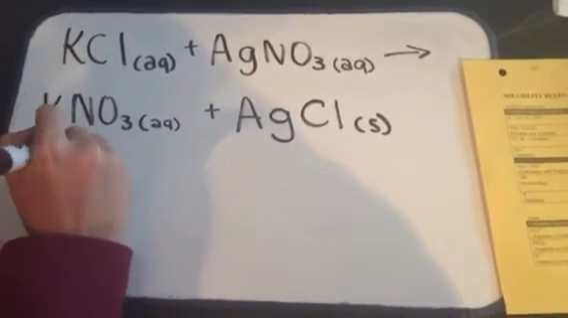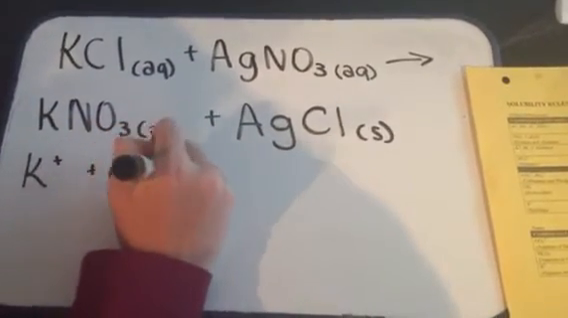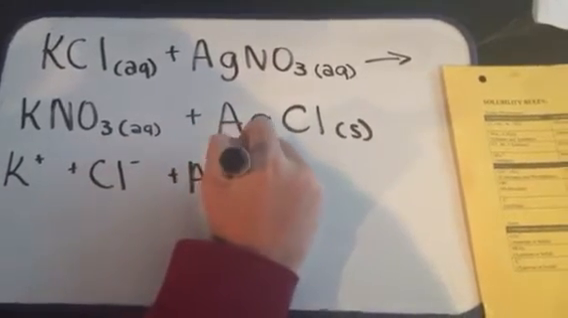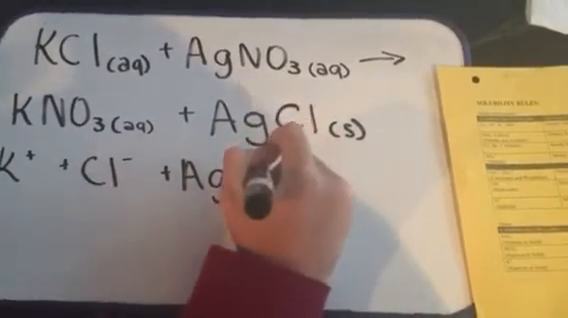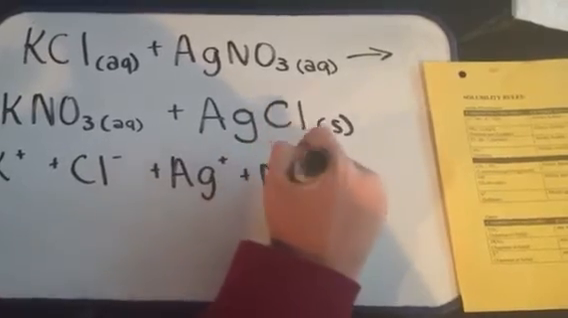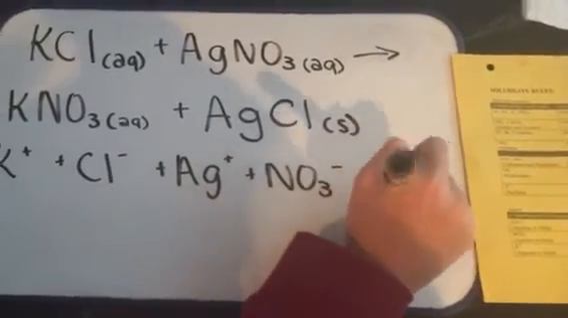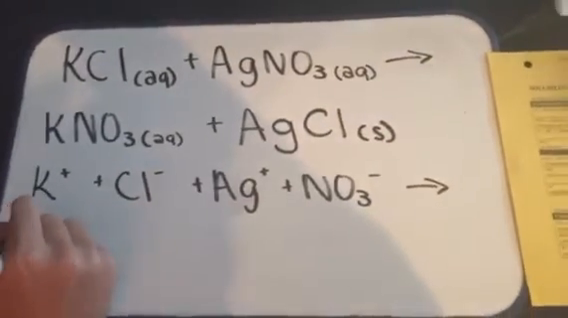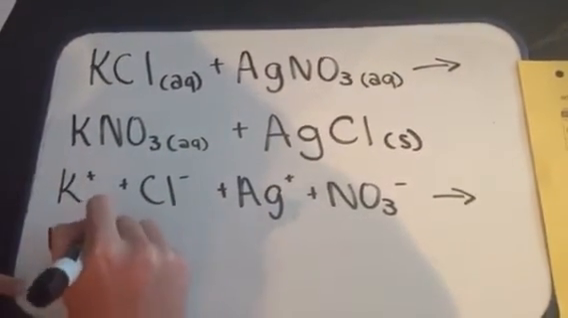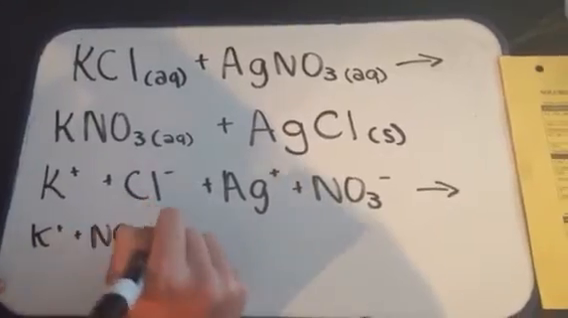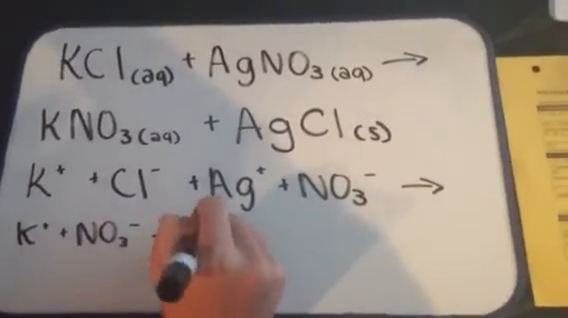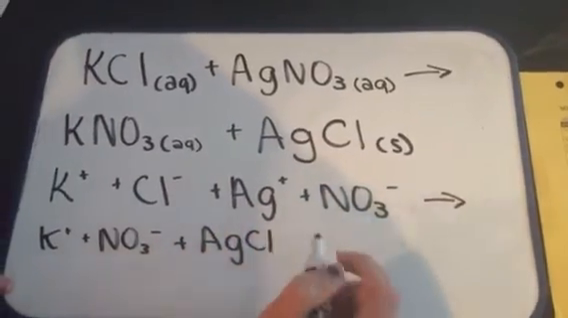K plus, Cl minus, plus NO3 minus. Okay. Now we know that potassium nitrate will stay as ions, so it's K plus, NO3 minus. But this is a compound. This is our insoluble, so it stays together.